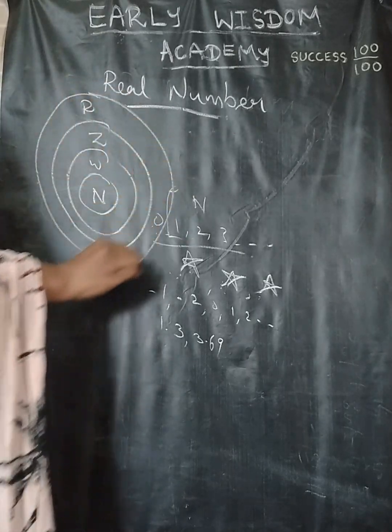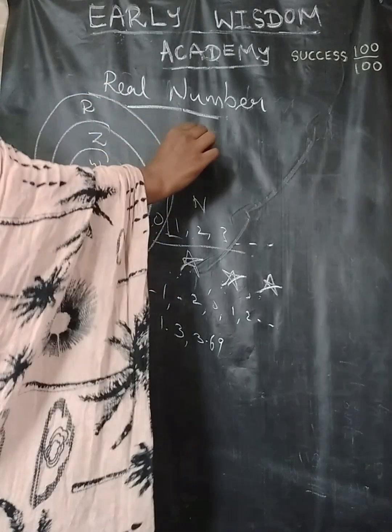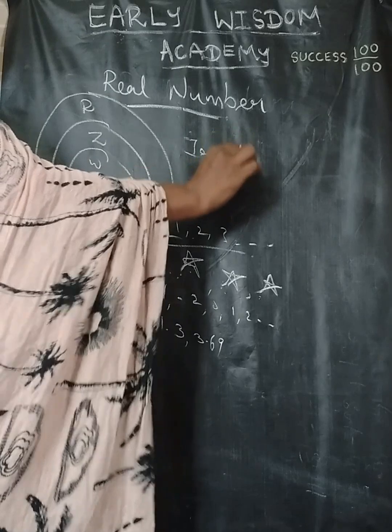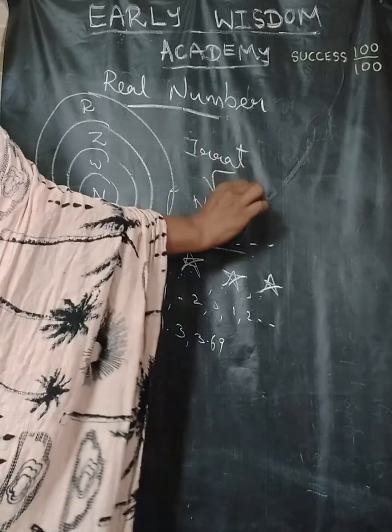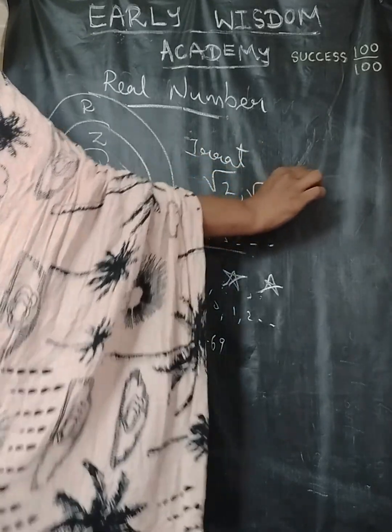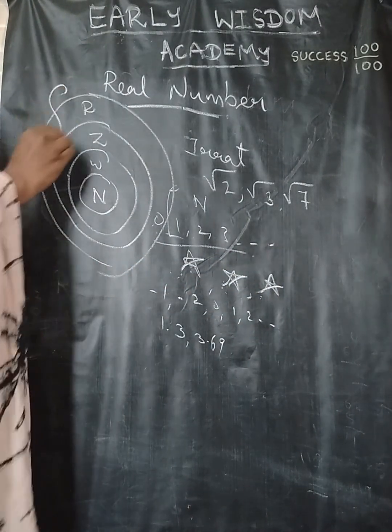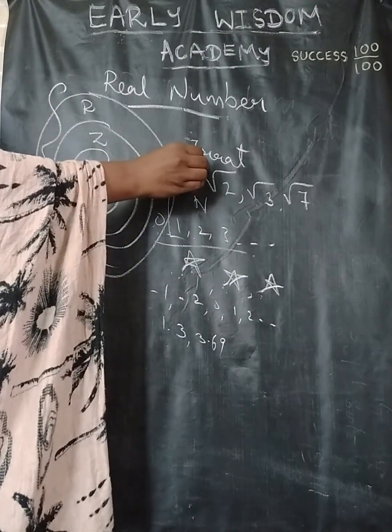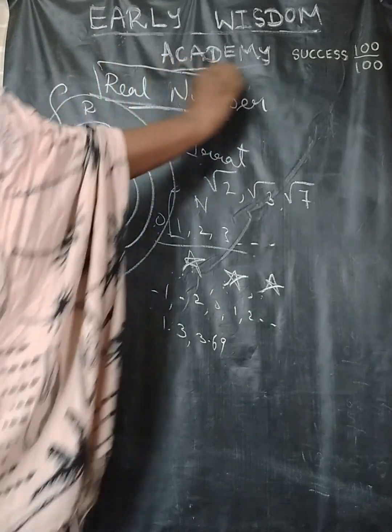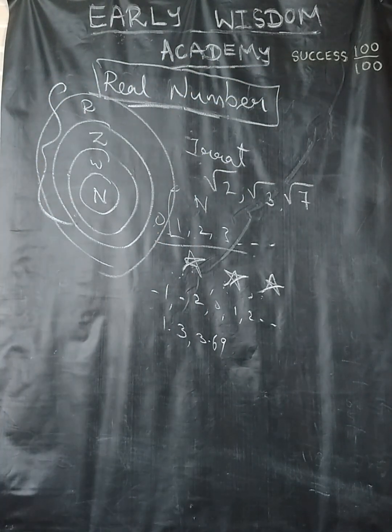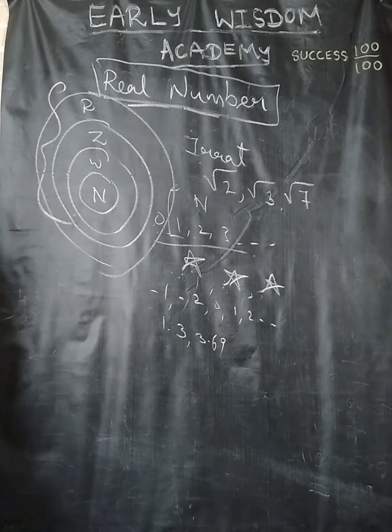I also have irrational numbers. Irrational numbers are in the form of root 2, root 3, root 7. All these are irrational numbers. Rational numbers and irrational numbers together are called real numbers.